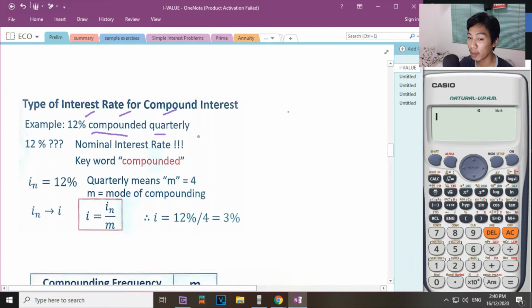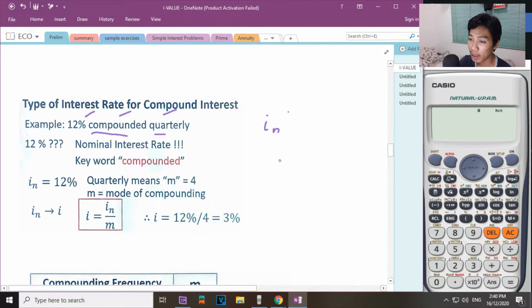Now, the word will be compounded. Kapag nakalagay dyan, 12% compounded, tanggalin mo si quarterly. Wala si quarterly. Takpan mo si quarterly. Wala siya. So, that will be commonly nominal interest na. Okay, yun yung ibig sabihin nun. Now, kapag sinabing nominal, that is I and N. Okay. Means, pag compounded quarterly, it means 4 na beses yung mode of compounding mo sa iisang interest period.